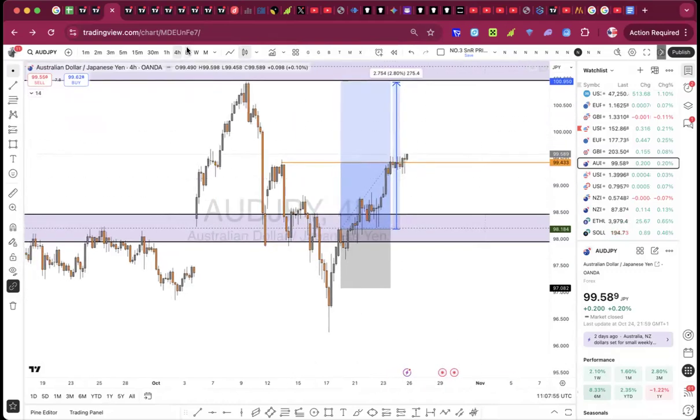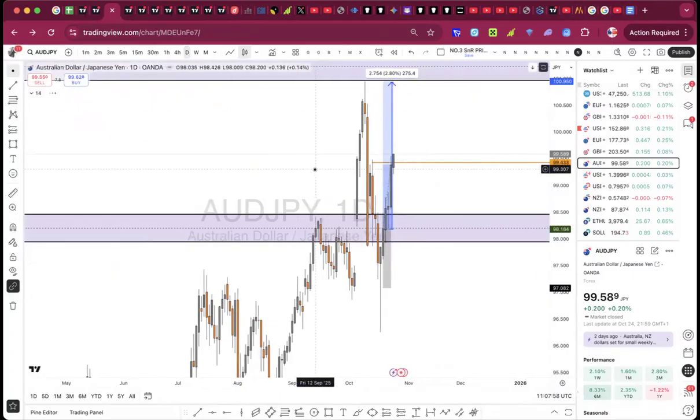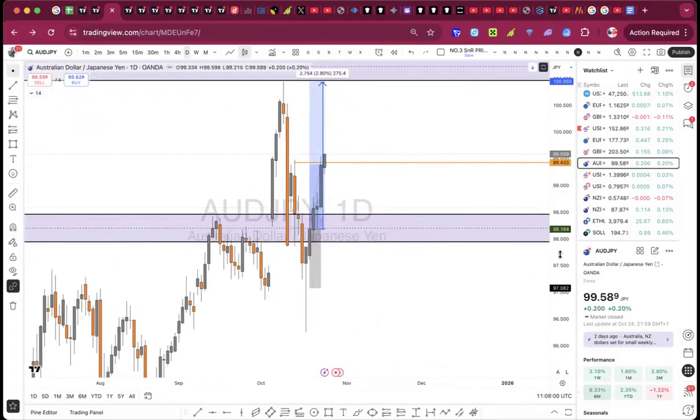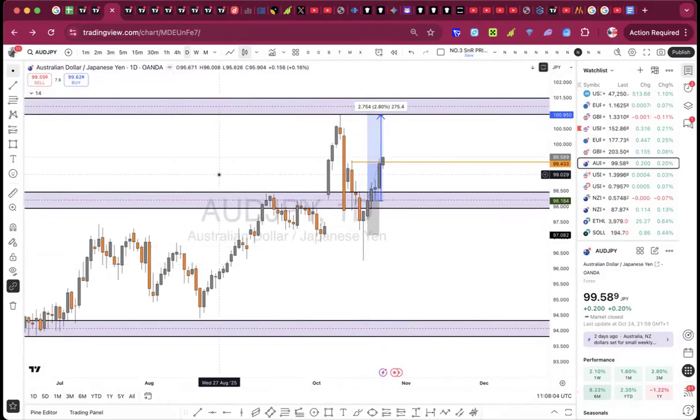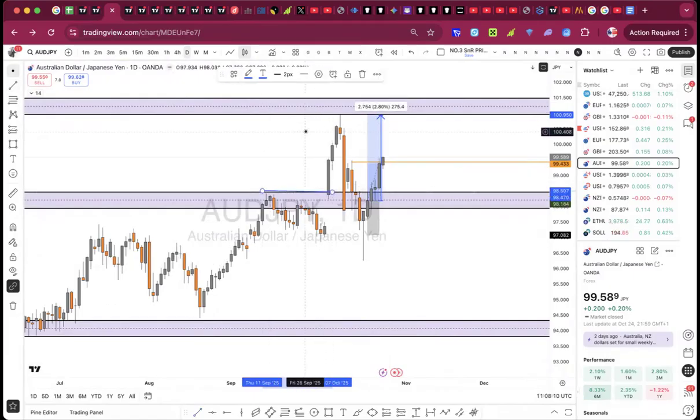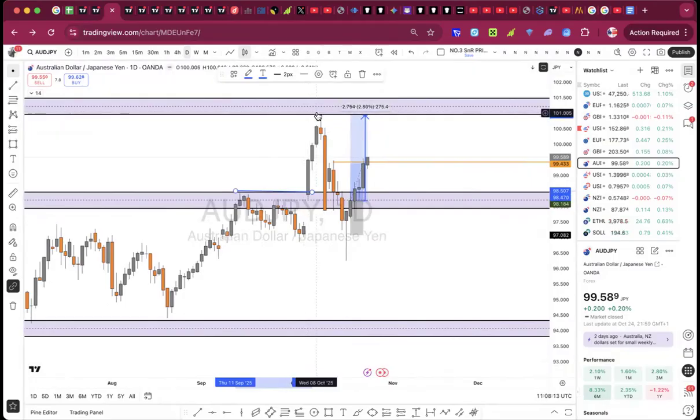Now, if you go to the daily time frame, very simple. First, you look at it. What do we have here? This was properly mitigated, fantastically mitigated, right? So here we go. Here we have a break of structure. Here we have a break of structure here. This is a break of structure to the upside, right? And the market moved as massively as possible.